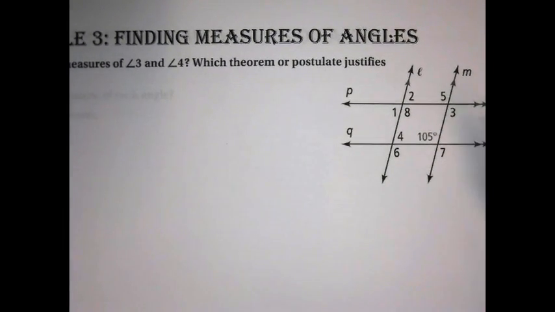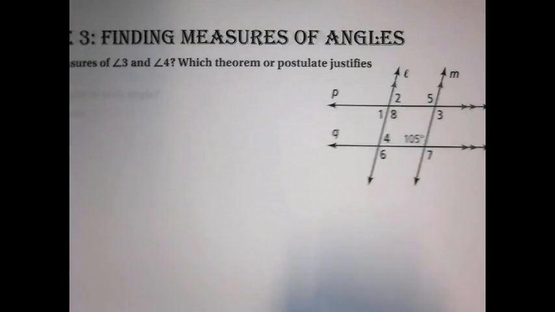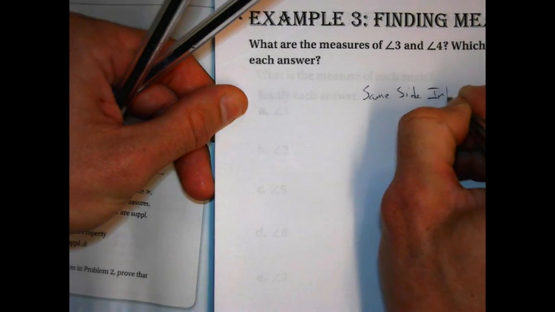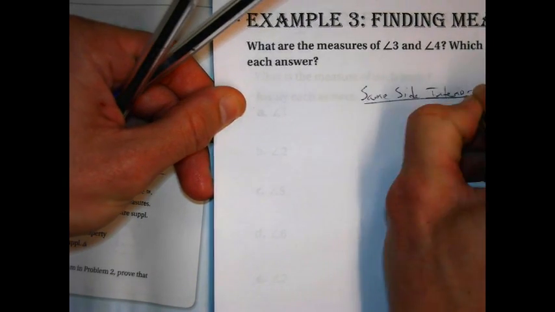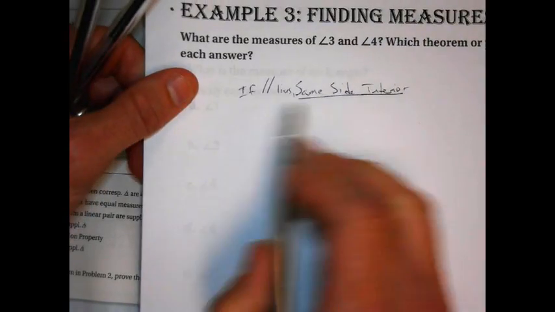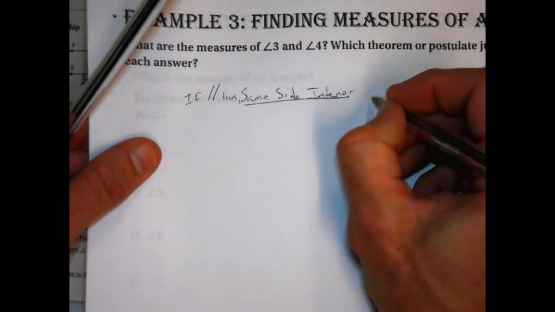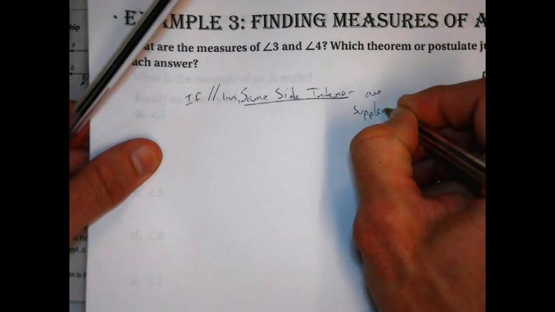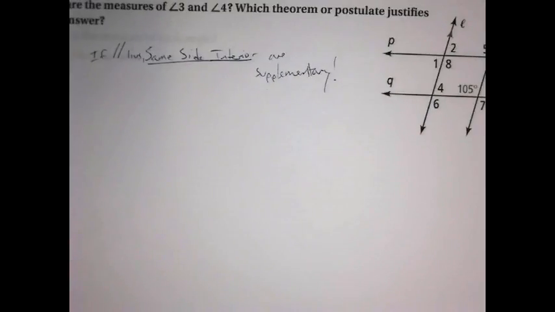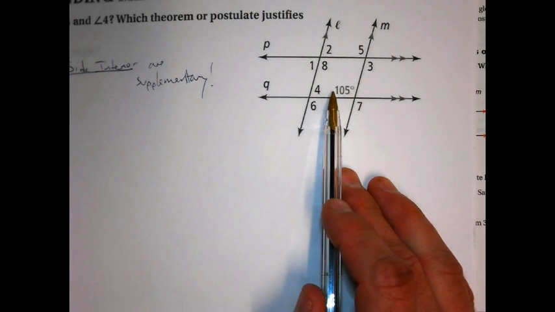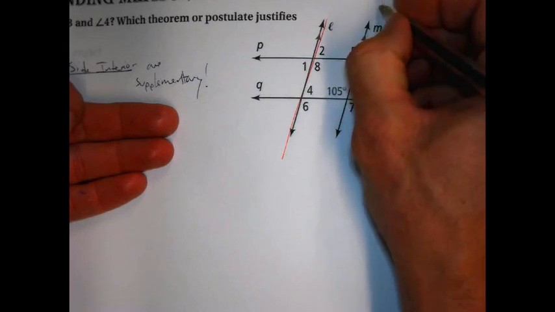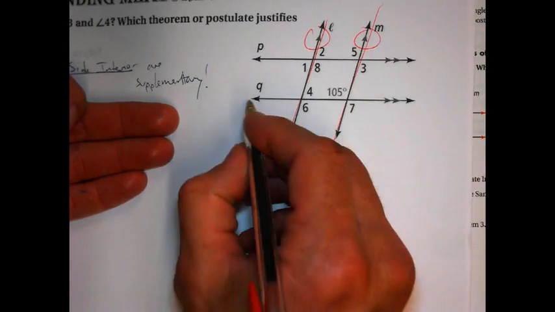We have to remember a couple of things. The first thing that we remember is that if lines are parallel, same side interior angles are supplementary. Supplementary means they add to 180. So if we look at 105, do we have a same side interior angle? We have to pay attention. Here's a line. Here's a line. They are parallel. Here's a transversal. Now we have same side interior angles.